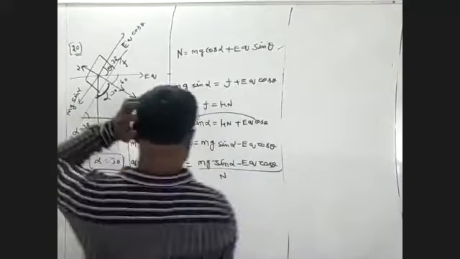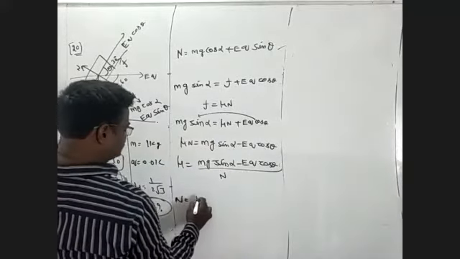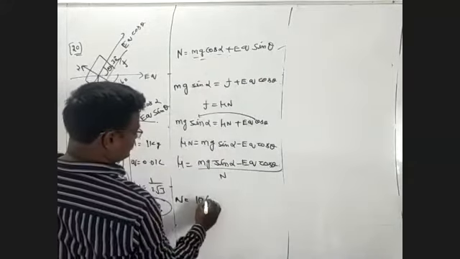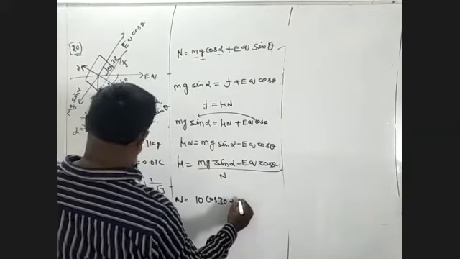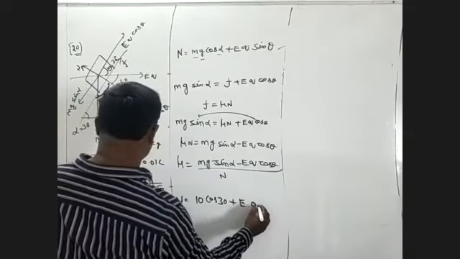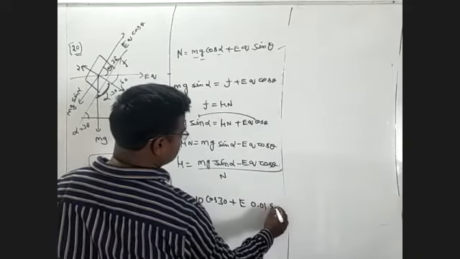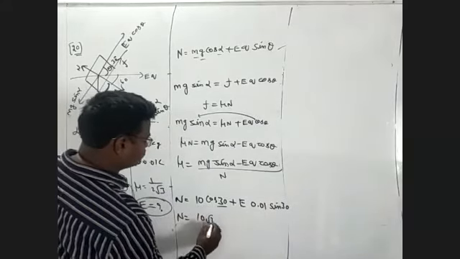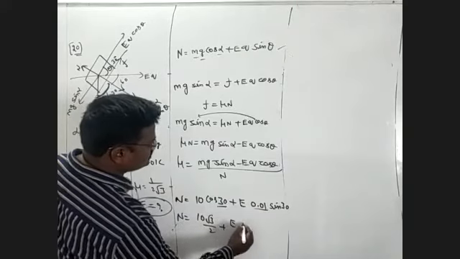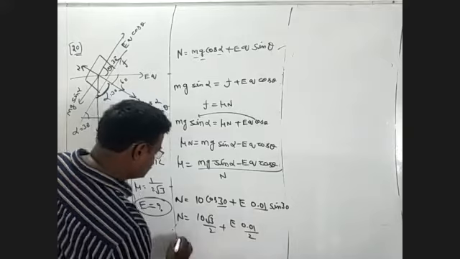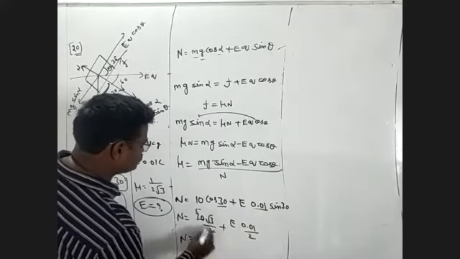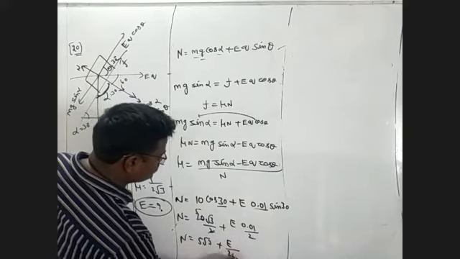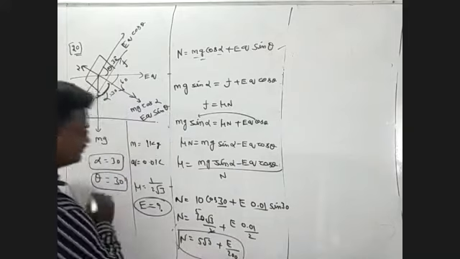Now N value is equal to m g cos 30 plus E q sin 30. M means 1, g means 10, cos 30 is root 3 by 2, plus E, which we don't know, and q means 0.01, sin 30 is 1 by 2. So N is equal to 5 root 3 plus E by 200. This is the N value.